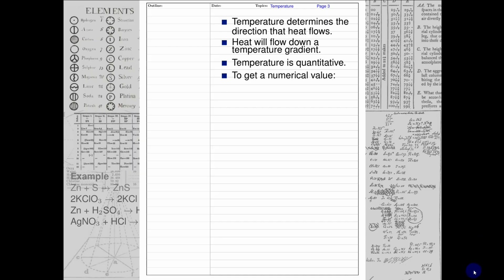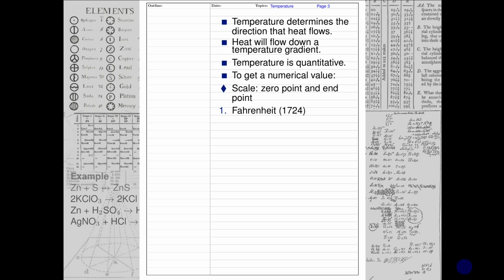To obtain a numerical value for temperature, we need both a scale and a method of measurement. So a scale defines reference points and fixed intervals. The most commonly used temperature scales are Fahrenheit, Celsius, and Kelvin. The Fahrenheit scale was invented in 1724 by Daniel Gabriel Fahrenheit. And I mention the year here to put into perspective our understanding of temperature.